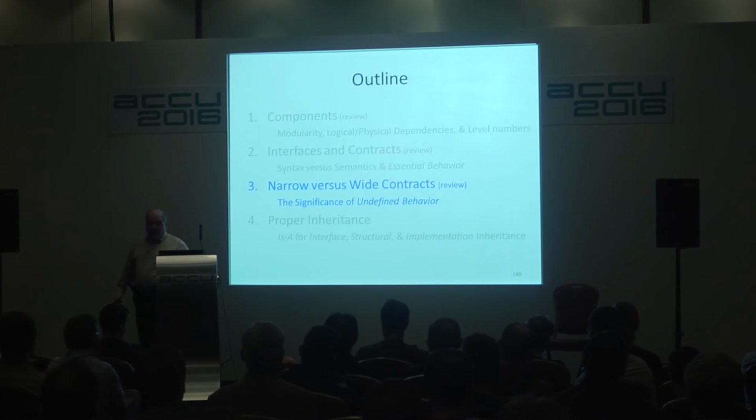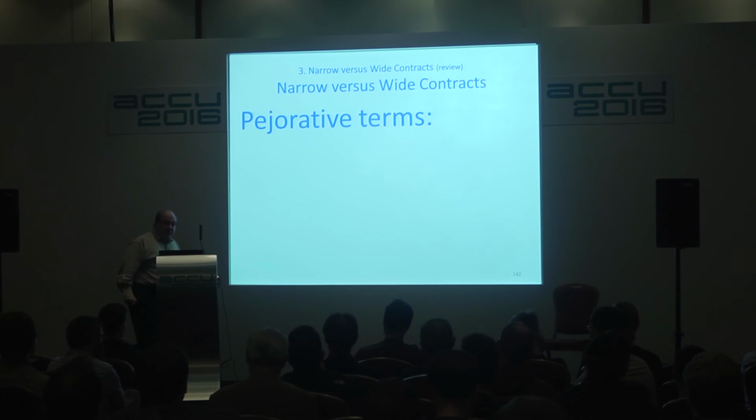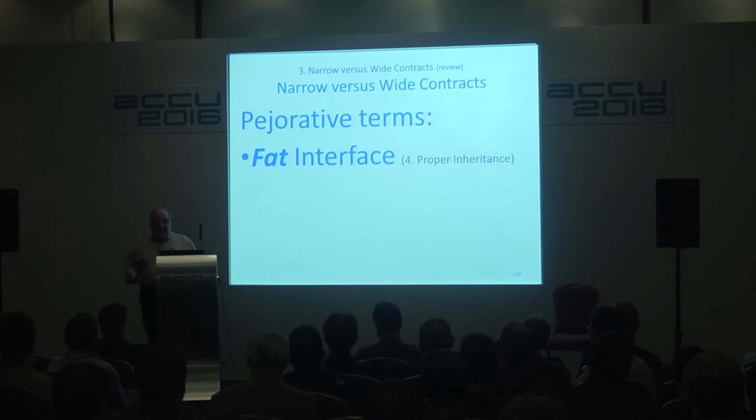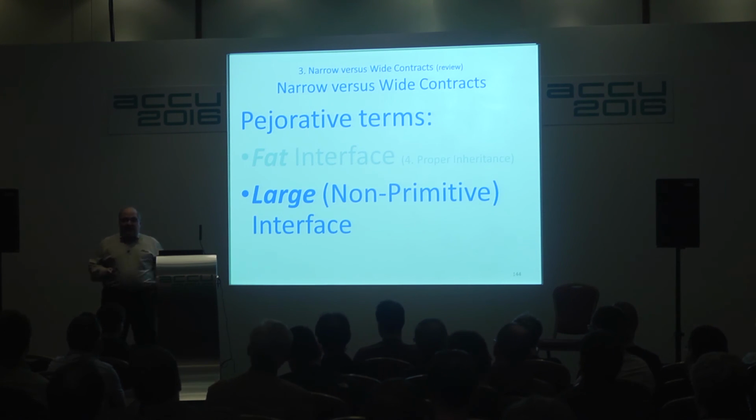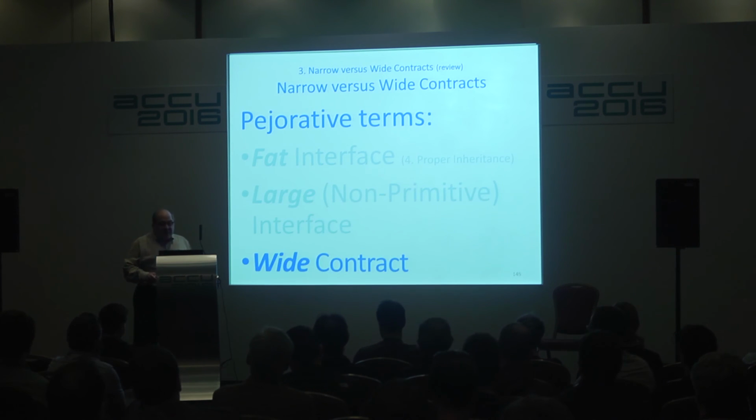So, narrow versus wide contracts. I want to specifically focus on what happens when we have narrow contracts. First we need some pejorative terms. So, fat interface. We know that's bad, whatever it means. We'll talk a little bit about it in 4. We have large or non-primitive interface. That's when we start to take something like a string class that's supposed to be a string class, and it stores a string value, and we put everything in the kitchen sink in it, like in our string class back at Mentor, there was a function, name is name of famous actor. That function was probably not necessary. Is palindrome, does it really need to be part of the string class? So anyway.